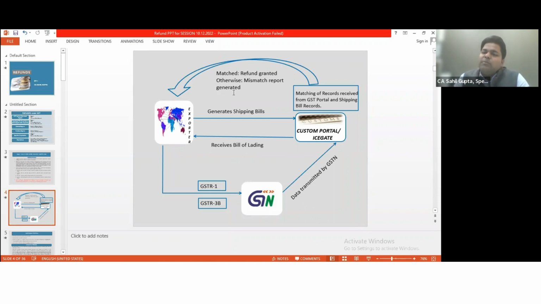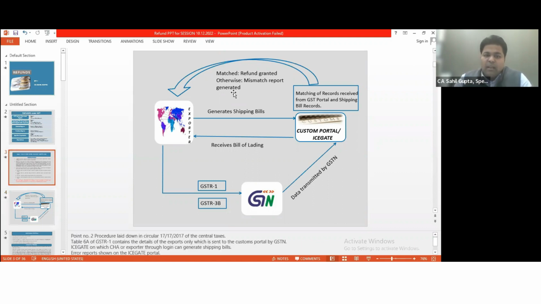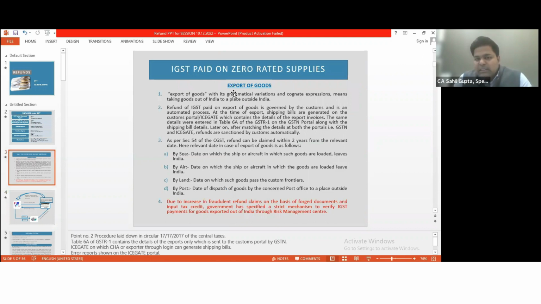Then the GSTN portal transmits his data to the customs portal if there are no errors. We will be discussing the errors at a later stage. Then the customs portal verifies those details against the shipping bills already filed, the EGM details, and the data transmitted by the GSTN. After matching, if there are no errors, it is sent to the PFMS system for paying the exporter in its bank account. Now this is the automated process. First of all, I have explained the automated refund process in which we export the goods with payment of taxes.